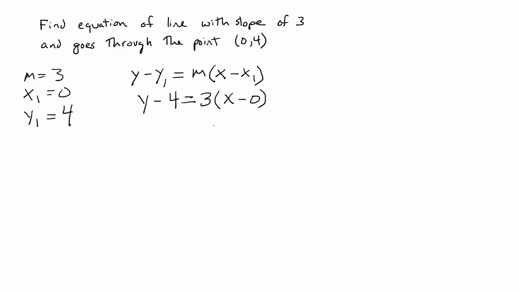Now we're going to solve for y. So we have y minus 4 is equal to 3x. Now we're going to add 4 to both sides. So we get y is equal to 3x plus 4.